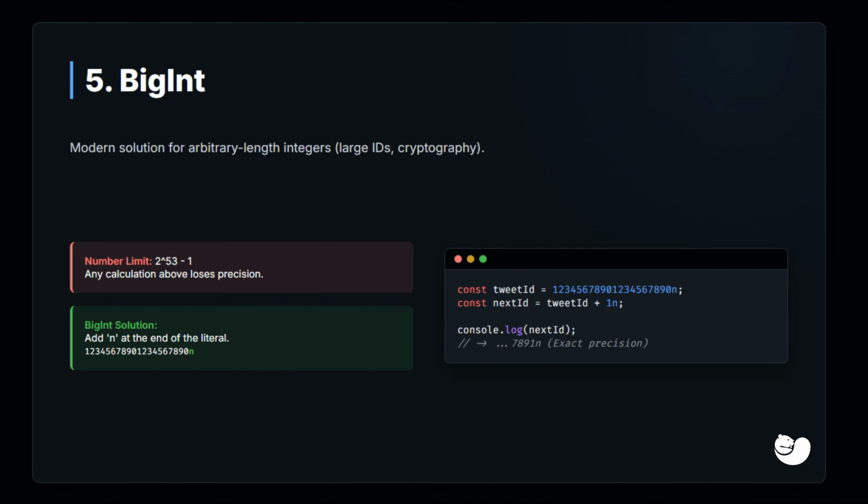BigInt data type. Imagine you need to handle numbers so large that they exceed the safe precision limit of the standard number type. The BigInt type was created precisely for this. It allows representing arbitrary precision integers. It is essential in high precision scenarios, such as handling extremely long database identifiers or cryptographic calculations.